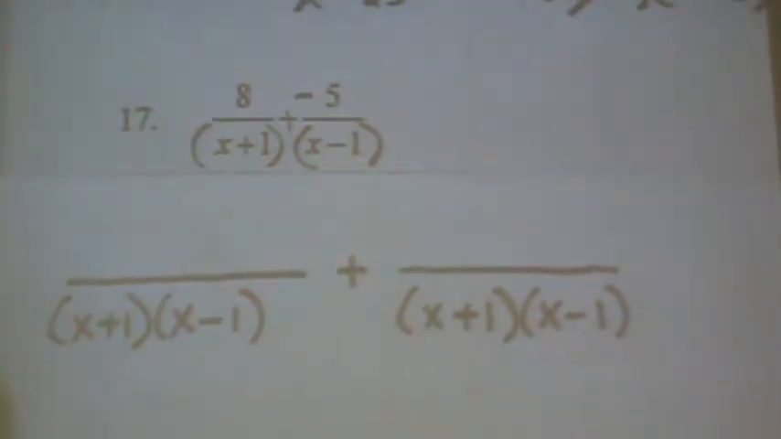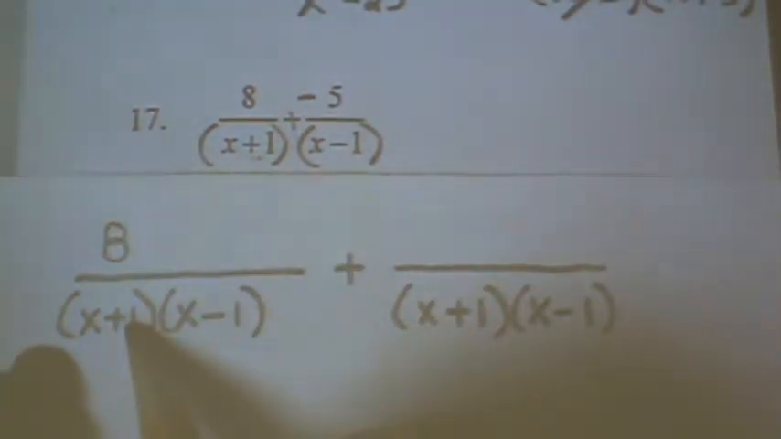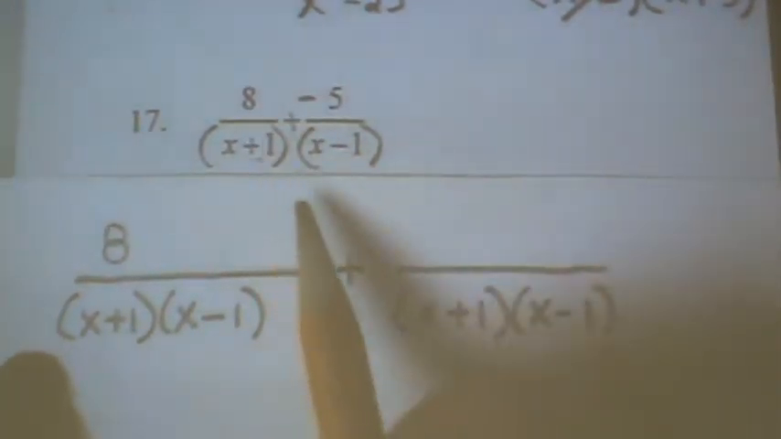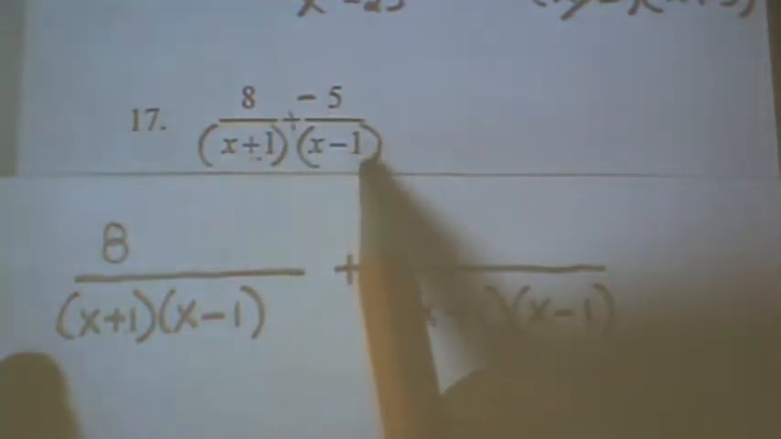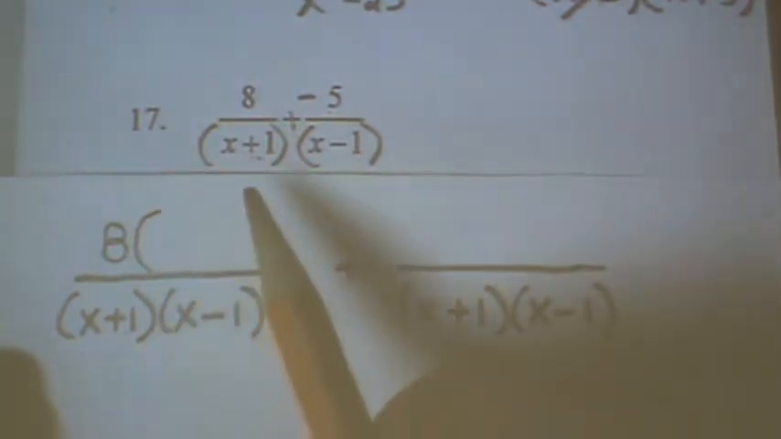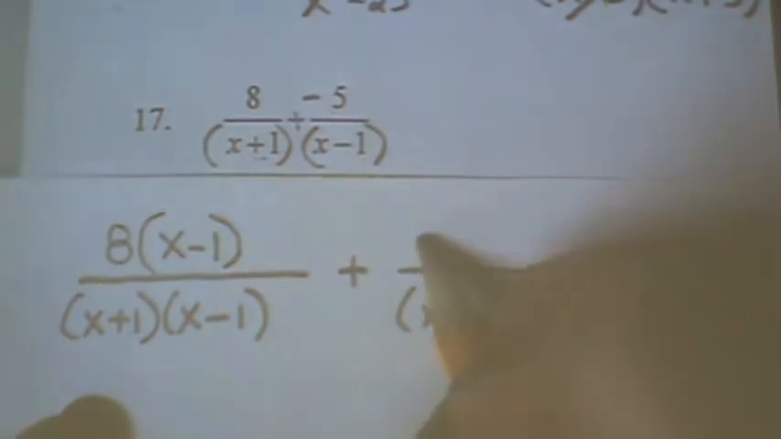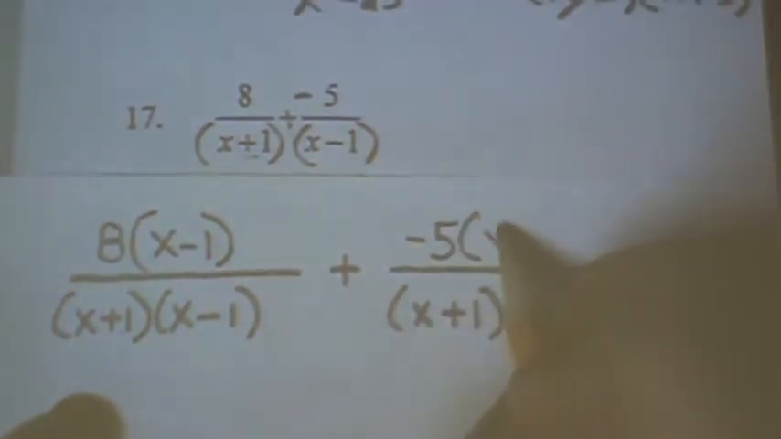So what do I want to do now? Both of these are my common denominator. So I need to go back now. I need to multiply 8. What's missing here? I have the x plus 1. A lot of people say cross multiply. You need to pick this x minus 1 up. So you need to multiply this. It's not really cross multiplying, but you're going to multiply 8 times x minus 1. And this negative 5 needs the x plus 1.